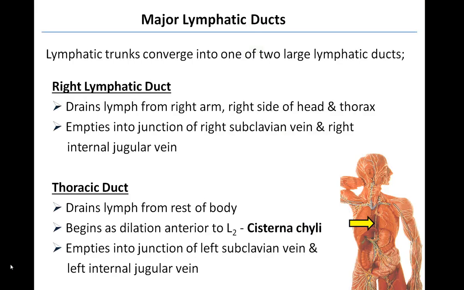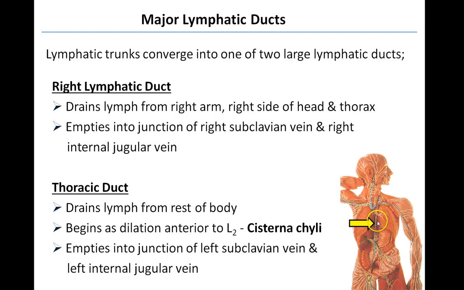The largest of the lymphatic vessels are the lymphatic ducts, and we've got two of these, a right lymphatic duct and a thoracic duct. The right lymphatic duct drains lymph from the right arm, right side of the head and thorax, so essentially the right upper quadrant of the body. The other major duct is the thoracic one. That is the one that is indicated by the arrow here.